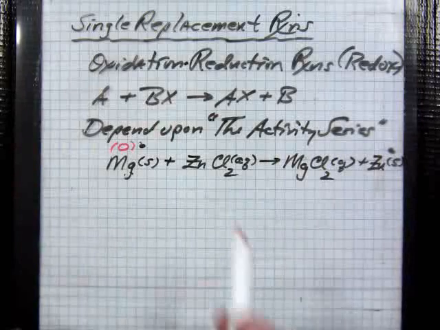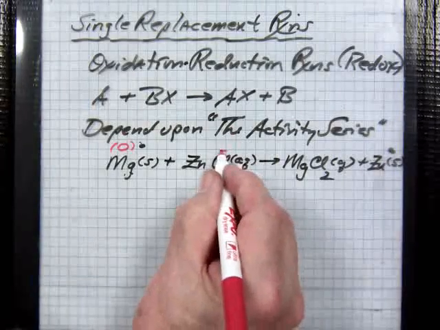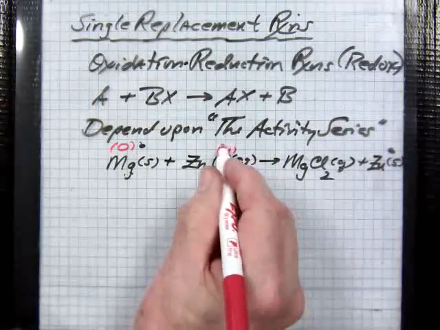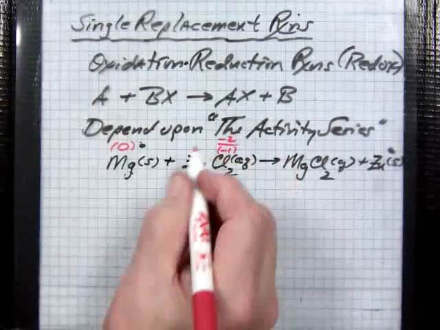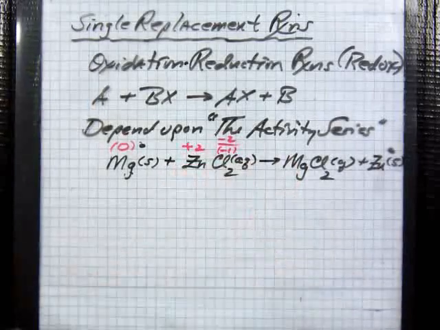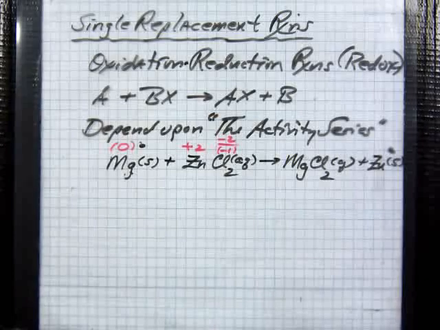Okay? So this would be a -1. But you have 2 of them. So that's a -2 net charge. You have 1 zinc, so that has to be a +2 charge. So that's how you assign these oxidation numbers.